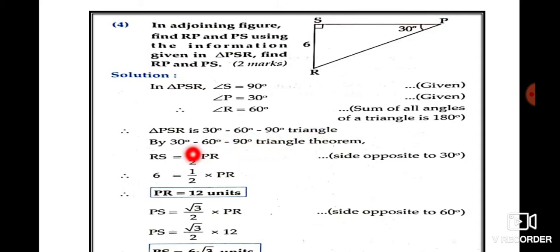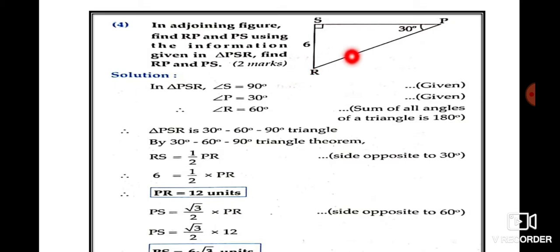Okay. So now we can use the theorem. By the 30-60-90 triangle theorem, you know that side opposite. Now here we are going to use both: side opposite 30 degrees and side opposite 60 degrees. Now look at angle P, it is 30 degrees. Can you observe and see which is the side opposite 30 degrees? This is 30, side opposite here is SR. So side opposite 30 degrees is SR, or you can say RS.